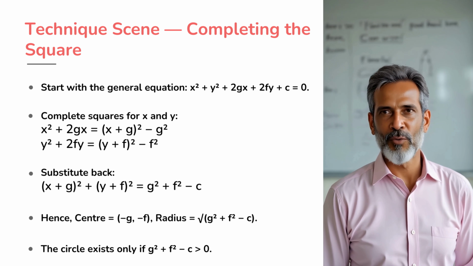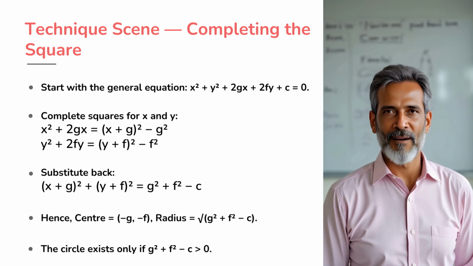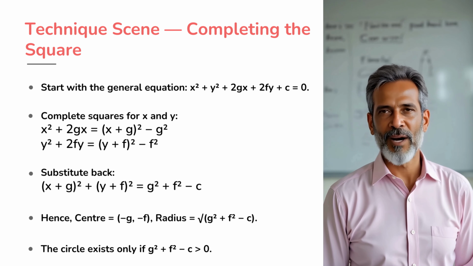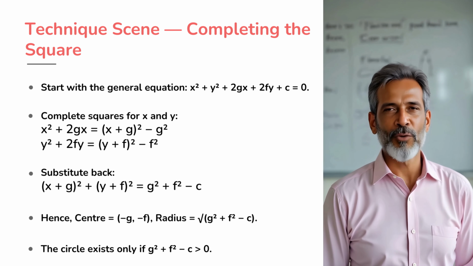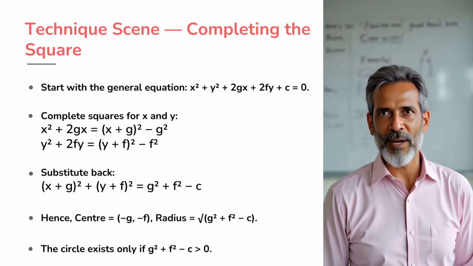Step 1. Group the terms. Put the x terms together and the y terms together: x² + 2gx and y² + 2fy. Step 2. Complete the square. For x² + 2gx, it equals (x + g)² − g². For y² + 2fy, it equals (y + f)² − f².